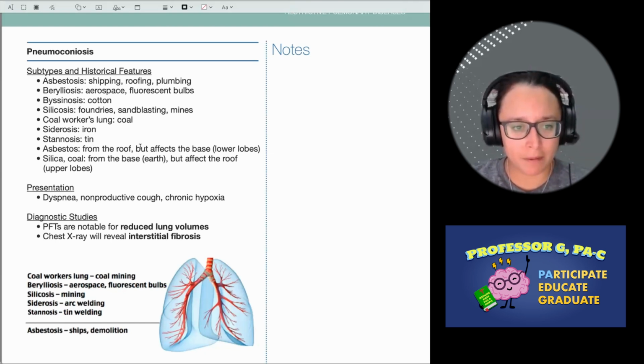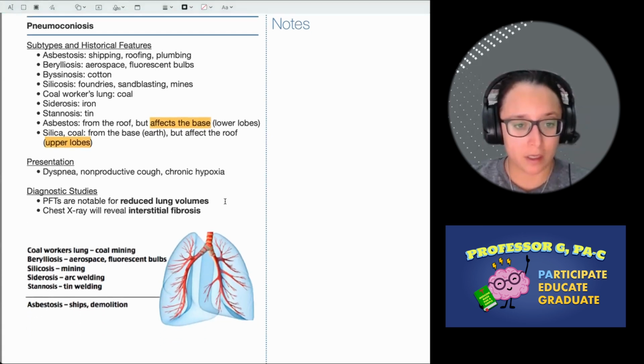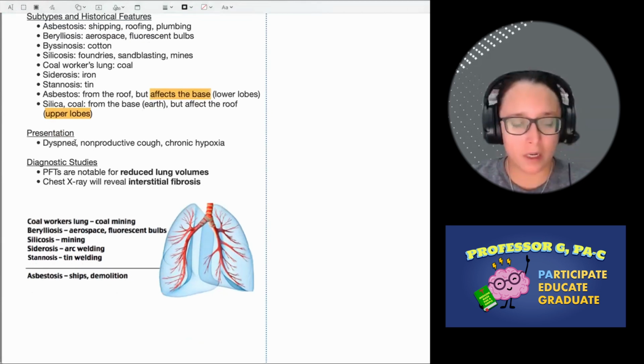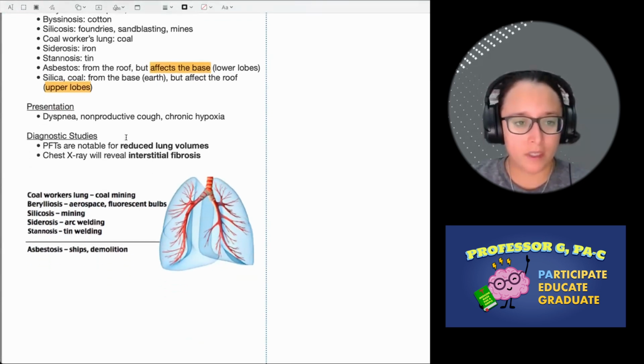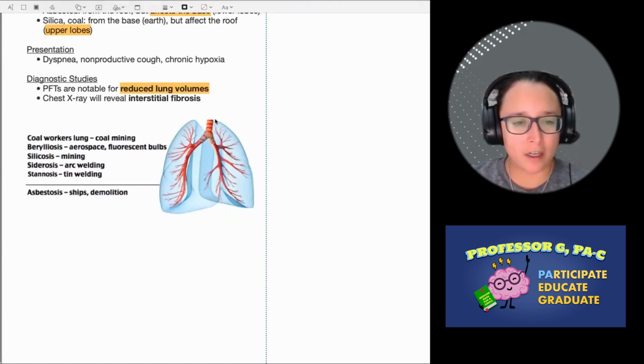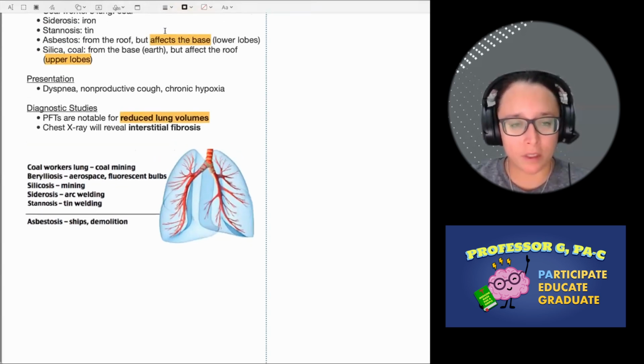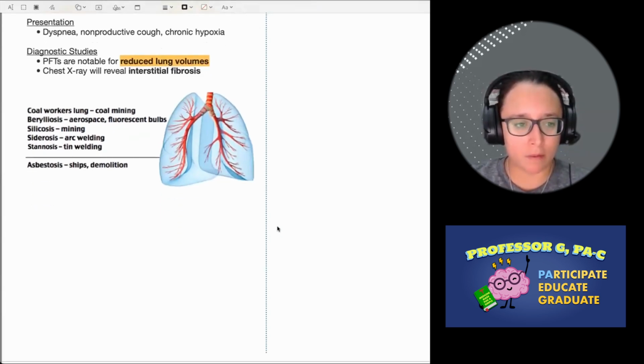You should know that asbestosis typically affects the lower bases, like calcified in the bases. Silica usually affects the upper lobes, and then we can also see some eggshell calcifications. Their symptoms are pretty nonspecific. PFTs show decreased TLC, and the x-rays can show kind of a random interstitial fibrosis, and then knowing which ones affect certain areas is kind of important.